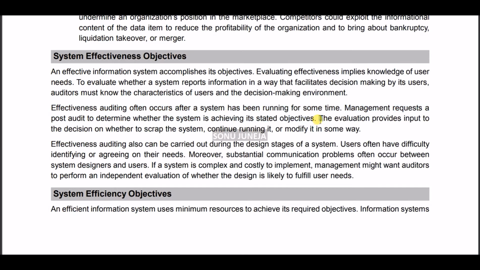Now the evaluation provides input to the decision on whether to scrap the system, continue running it, or modify it in some way. Effectiveness auditing also can be carried out during the design stages of a system. Users often have difficulty identifying or agreeing to their needs. Moreover, substantial communication problems often occur between system designers and the users, just because there is no direct contact.